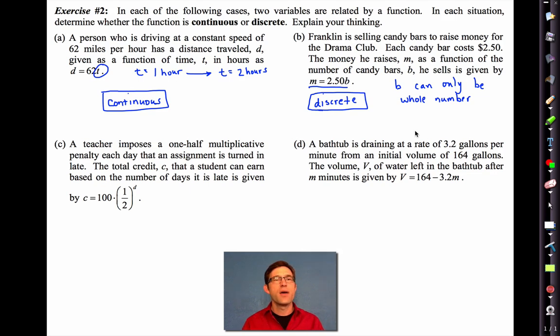Letter C. A teacher imposes a 1/2 multiplicative penalty each day that an assignment is turned in late. I don't know if you've experienced this before. At the high school level, oftentimes if you turn something in late, teachers will penalize you on your grade for each day that you turn it in late. And so this says the total credit, C, that a student can earn based on the number of days it's late is given by this, where D is the number of days late.